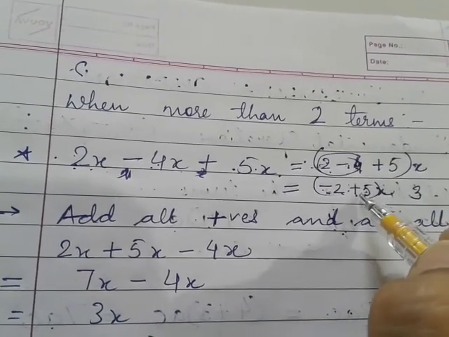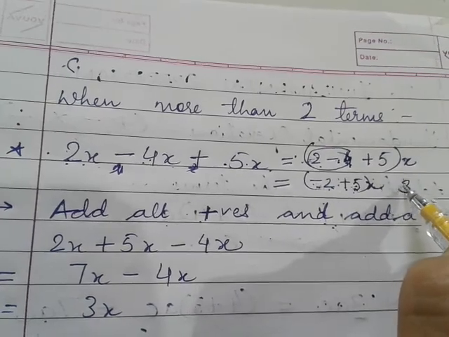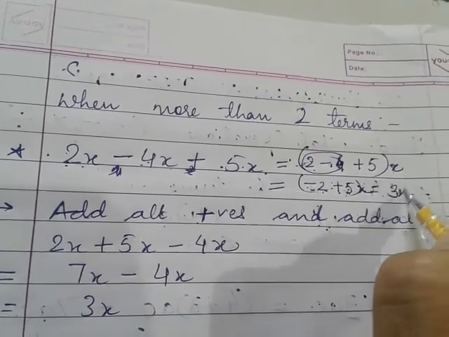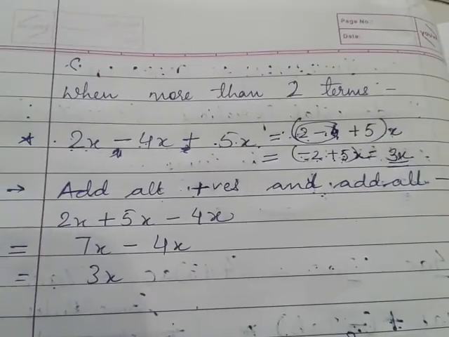Which number is bigger, 2 or 5? 5 is bigger. What is its sign? Plus, so 3 plus. No need to write the plus here, but the x has to be carried. So what is the final answer? 3x. Okay, this is the one method.